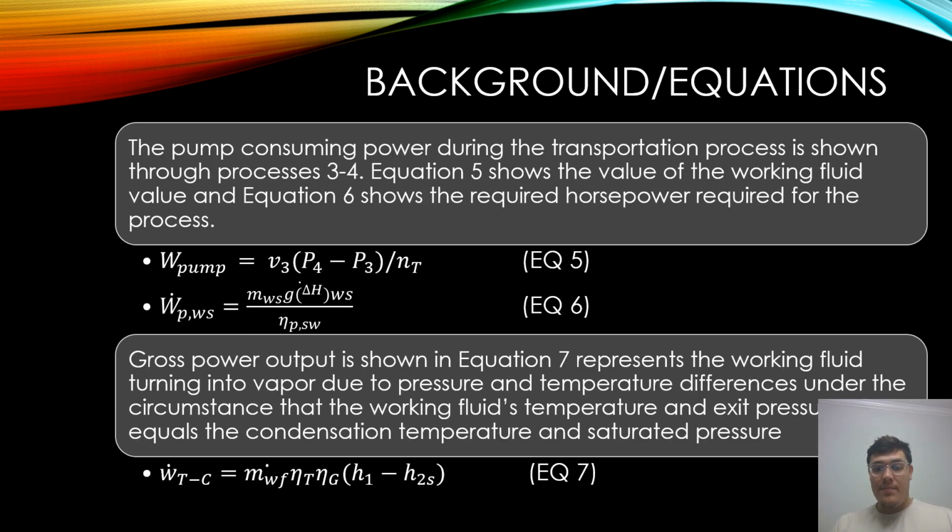Moving to processes 3 to 4, we can see that the pump consuming the power during the transportation process is shown. Equation 5 shows the value of the working fluid value, and equation 6 shows the required horsepower for this process. Moving on to equation 7, the gross power output is shown. This represents the working fluid turning into vapor due to pressure and temperature difference under the circumstance that the working fluid's temperature and exit pressure equals the condensation's temperature and that of the saturated pressure.